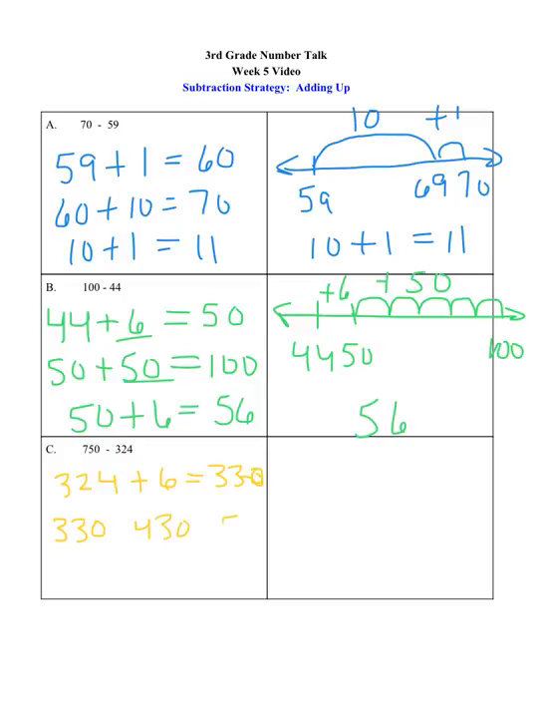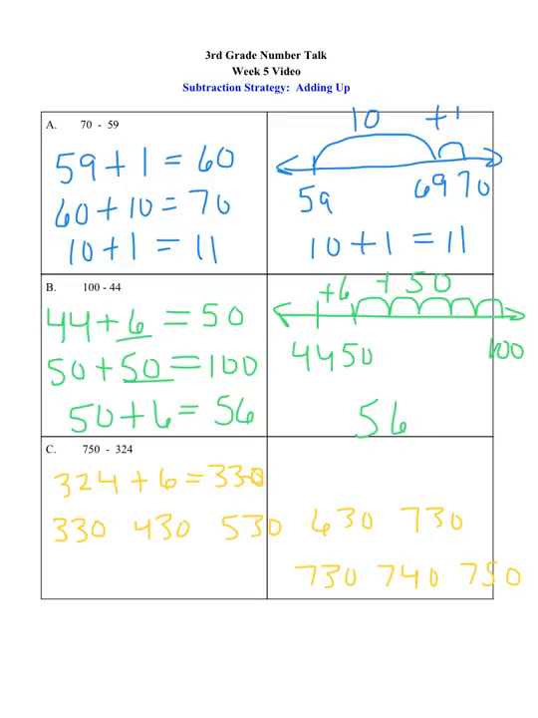I can add 100, gets me to 530. Add 100 gets me to 630. Add another 100 gets me to 730. And then, if I think about it, now from 730 to 750, I can count by tens. 730, and then 740, and then 750.